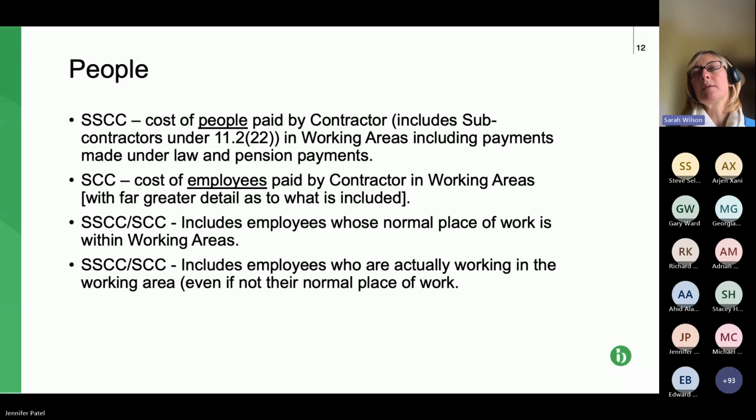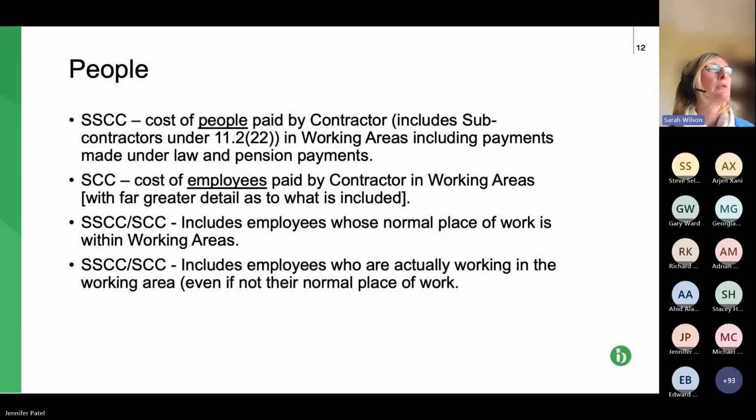It states that the payments that you can recover include those made under the law and also pension payments. Similar provisions, this is the next bullet point, are in the schedule of cost components, but with more detail. So you can recover the cost of employees paid for by the contractor in the working areas, but as I say, with greater detail as to what's included. And we'll see a little bit of that detail later on.